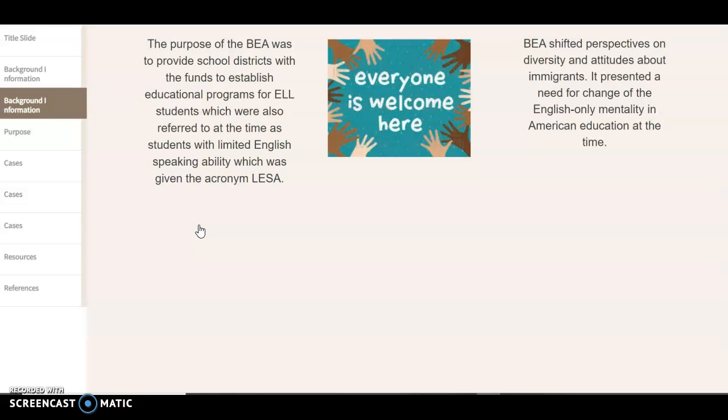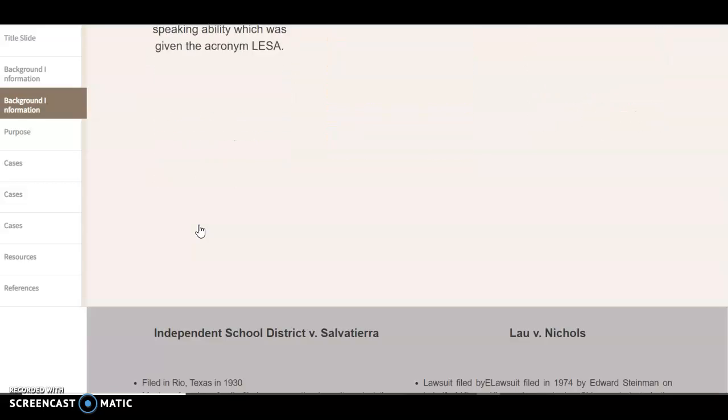The purpose of the Bilingual Education Act was to provide school districts with the funds to establish unique educational programs for English language learners. And back then, they were actually referred to as students with limited English speaking abilities, which was given the acronym LESA at the time. The Bilingual Education Act also shifted perspectives on diversity and attitudes about immigrants at the time. It presented a need for change in the English-only mentality that was adopted by education in America at that time.